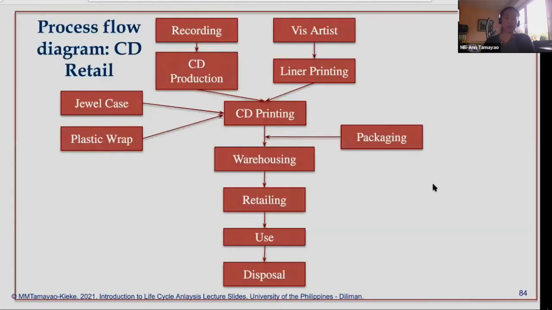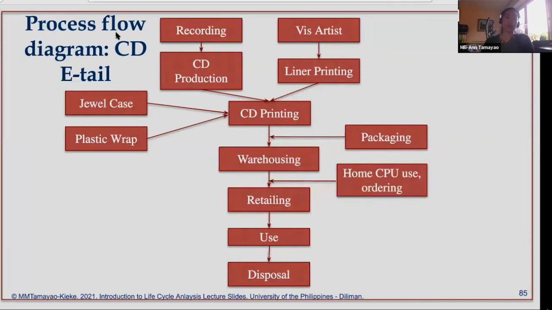So this is for the first case, the process flow diagram for CD retail. You can see here from recording, CD production, and concurrently you have the visual artist designing the liner printing, and then the outputs from this go into CD printing. And of course, we also need the jewel case and the plastic wrap for the CD, and then packaging before it goes to warehousing, and then retailing, and the use of the CD, and of course, disposal.